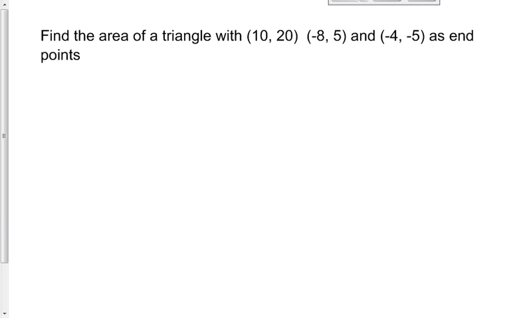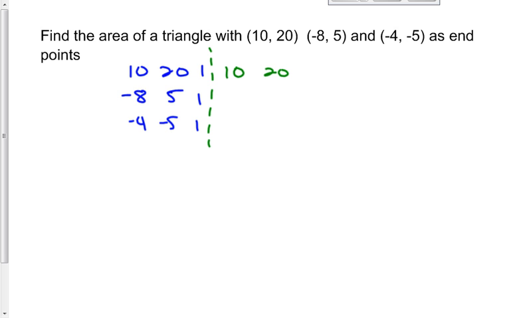All right, let's try this again. Find the area of a triangle. Our ordered pairs are 10, 20, negative 8, 5, negative 4, negative 5. Complete the square matrix by writing in your ones. Then we're going to repeat the values of our first 2 columns, 10, 20, negative 8, 5, negative 4, negative 5. And then remember, when we're all done, we'll multiply by that plus or minus 1/2.